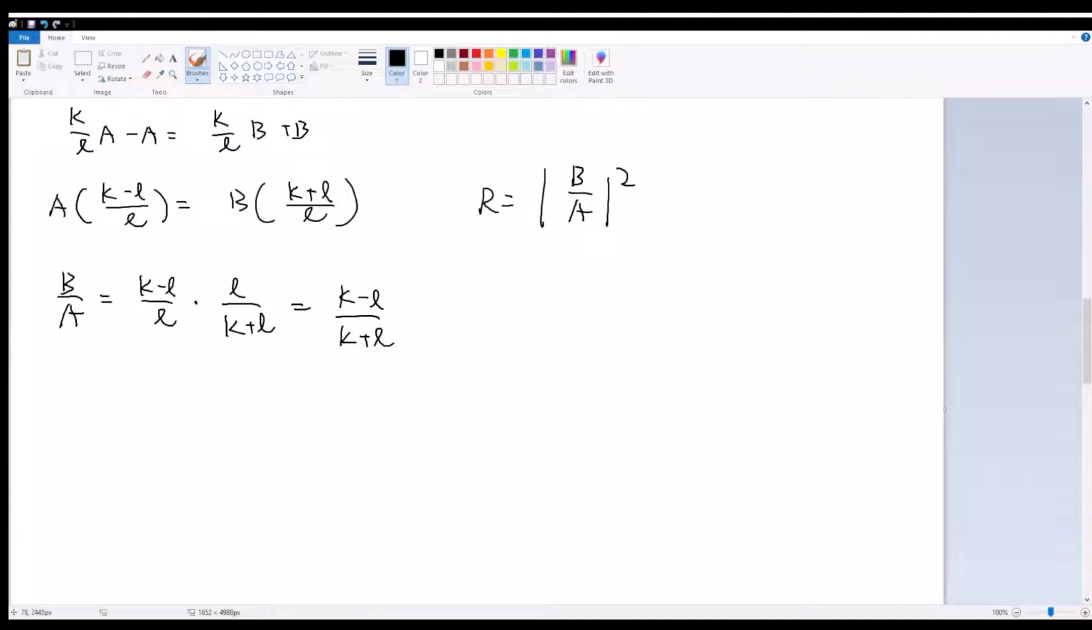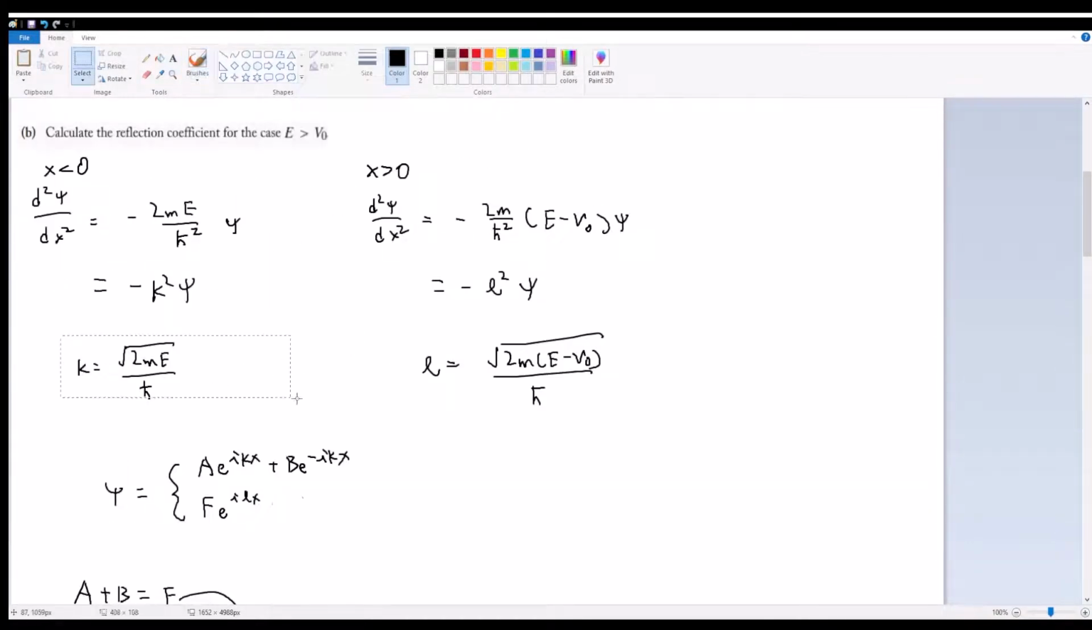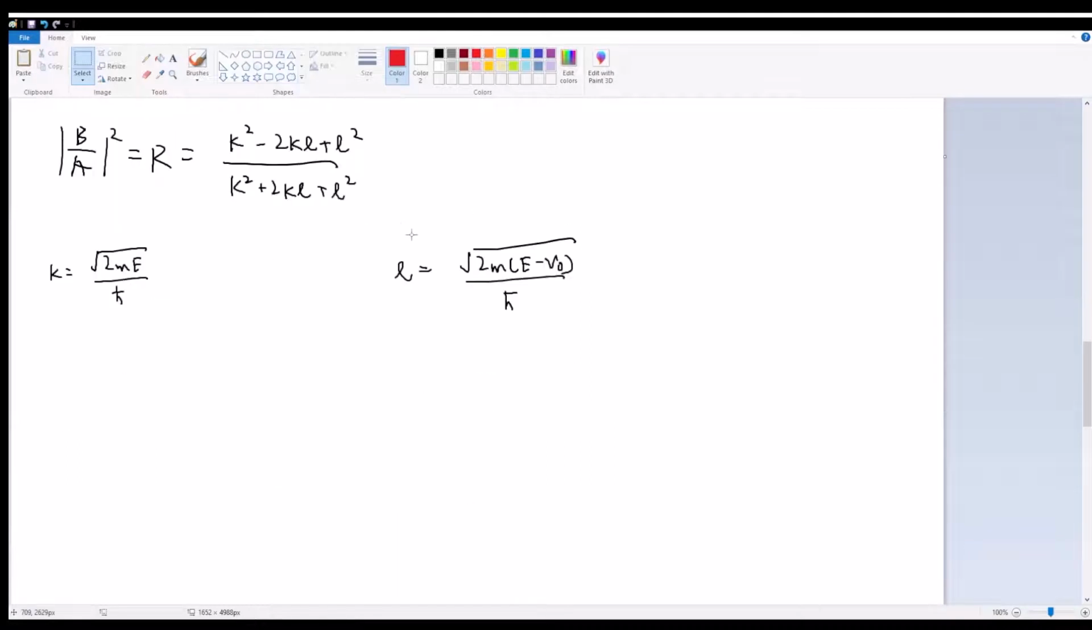Therefore, the magnitude squared, and therefore the reflection coefficient, is going to equal this thing squared, which is going to be (k squared minus 2kL plus L squared) over (k squared plus 2kL plus L squared). And now we want to express everything in terms of the actual proper variables. We're going to copy paste these definitions for k and L and move them over here, and we're going to do some simplification here.